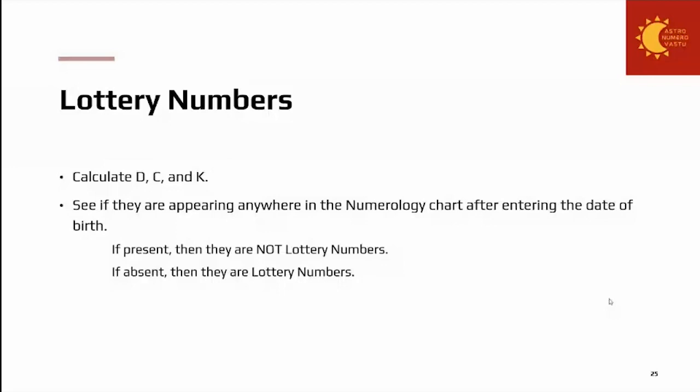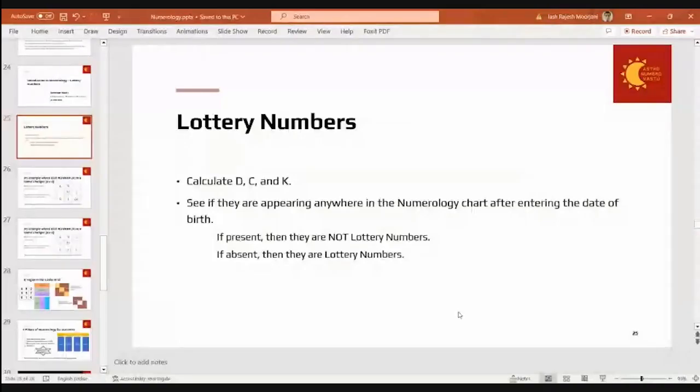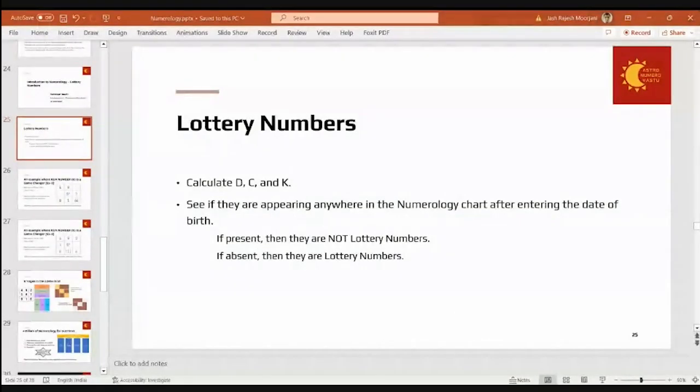If they are appearing, then they are not lottery numbers. That means these number vibrations are already existing in the chart through the date of birth. And if they are absent, then they are lottery numbers. We are going to learn this through a couple of examples. Let me share the screen now.